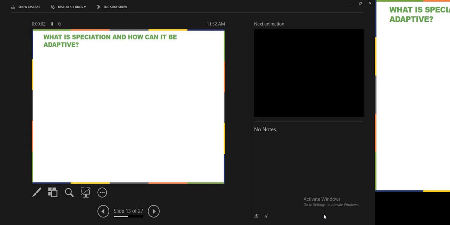All right. So we have either two or three framing questions remaining to cover from chapter 18. The first of which that we'll deal with is this one. What is speciation and how can it be adaptive?